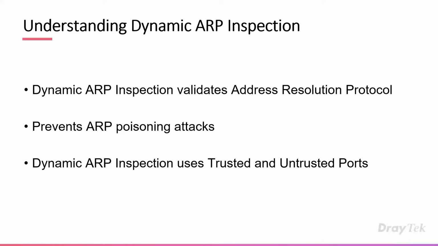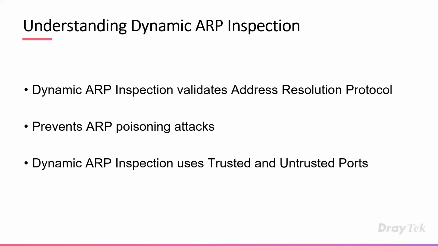So DAI basically is a security feature that validates ARP requests or address resolution protocol packets in a network. Also, DAI allows a network admin to intercept, log, and discard ARP packets with invalid MAC address to IP address bindings. This capability protects the network from certain man-in-the-middle attacks. To prevent ARP poisoning attacks, such as the ones described in the previous section, a switch must ensure that only valid ARP requests and responses are relayed.